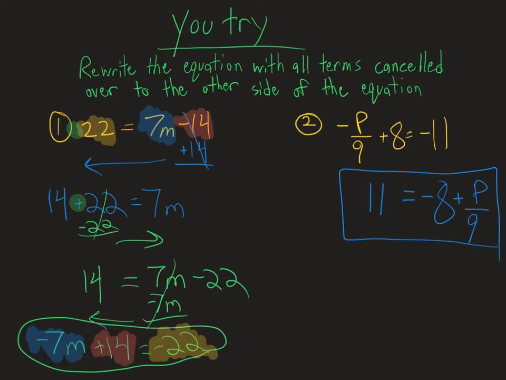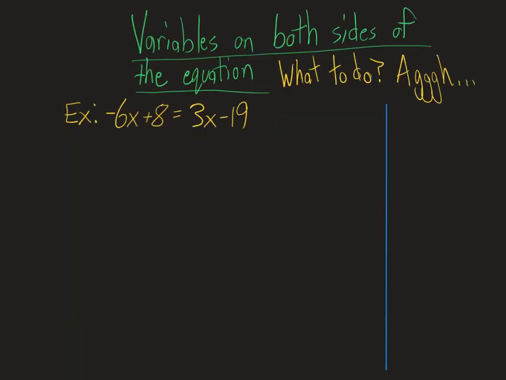And at this point, you might say, what is the point of all this? Why are we bouncing things around? It's not helping us solve. Let's look at why. Variables on both sides of the equation. What do we do? Oh man, scream and run in terror.